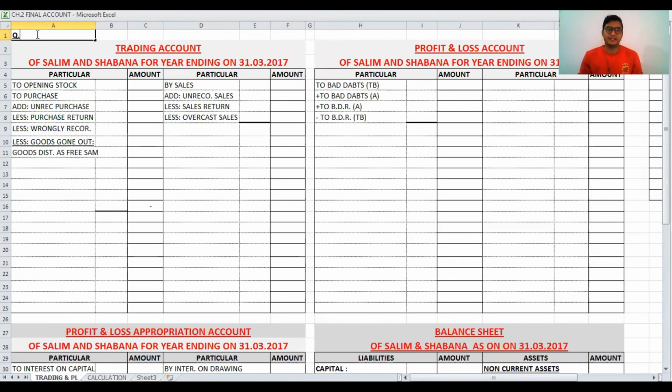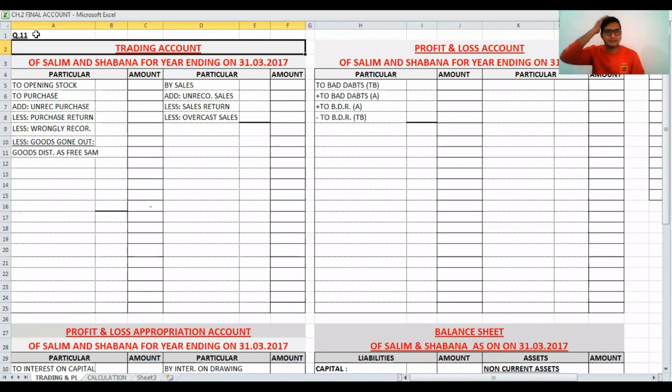Today in Standard 11, I'm going to start a new sum in final accounts, question number 11. It is based on current account. In the question, the balance of capital account as well as the balance of current account is given. There are two partners, Salim and Sabana, and both the capital account balance and the current account balance are given in the question.